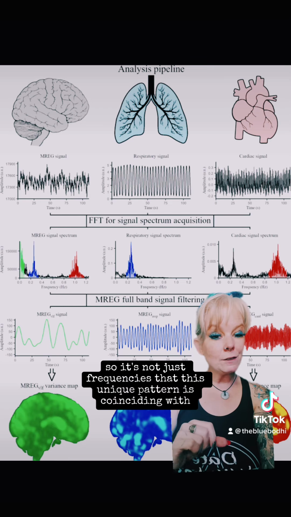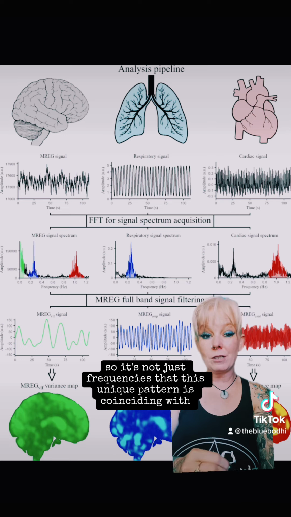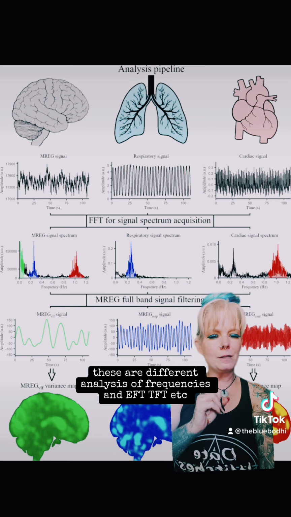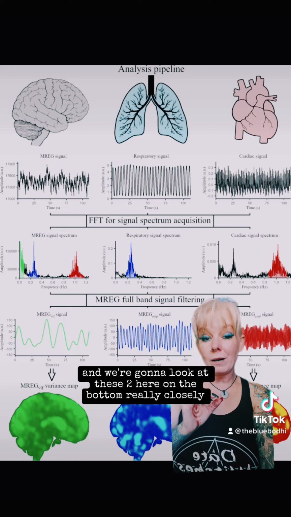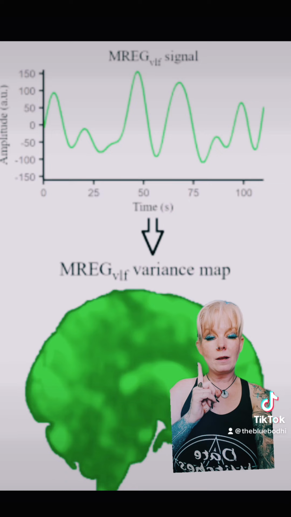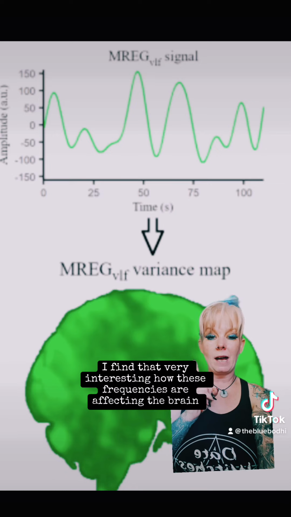So it's not just frequencies that this unique pattern is coinciding with. These are different analyses of frequencies and EFT, TFT, etc. on different parts of the body. And we're going to look at these two here on the bottom really closely. Look at that. I find that very interesting, how these frequencies are affecting the brain.